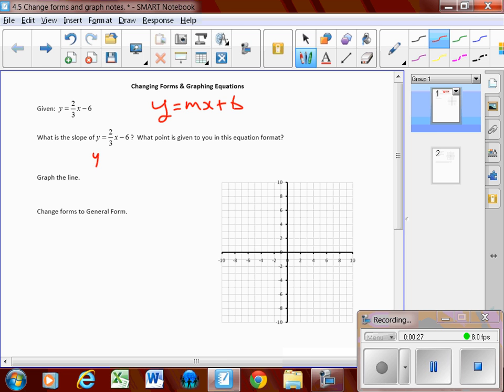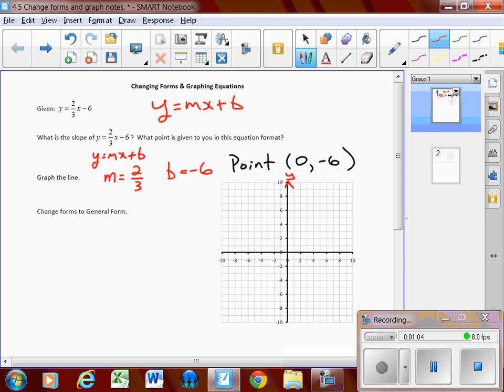So if I just write y equals mx plus b right below my given equation, I now have an m value that is 2/3. That's the coefficient in front of my x value, and my b value is going to be -6. And again, the b value actually refers to a point that I have, and that point is (0, -6). It's called the y-intercept because we're going to find that point on the y-axis. If we found points on the x-axis, we'd call it the x-intercept.